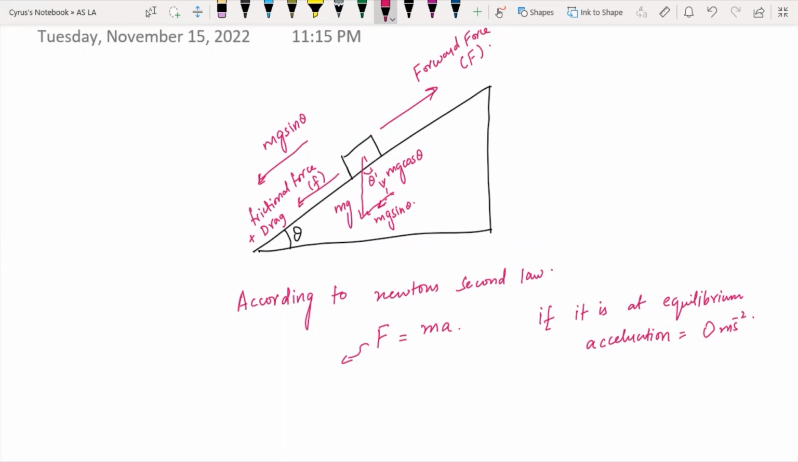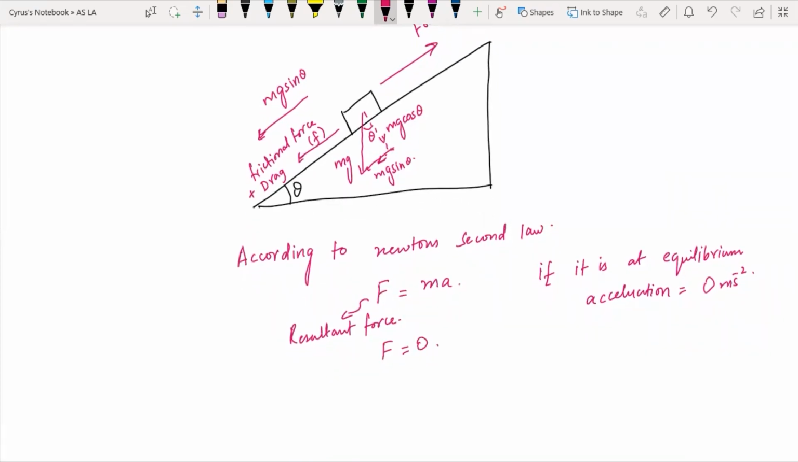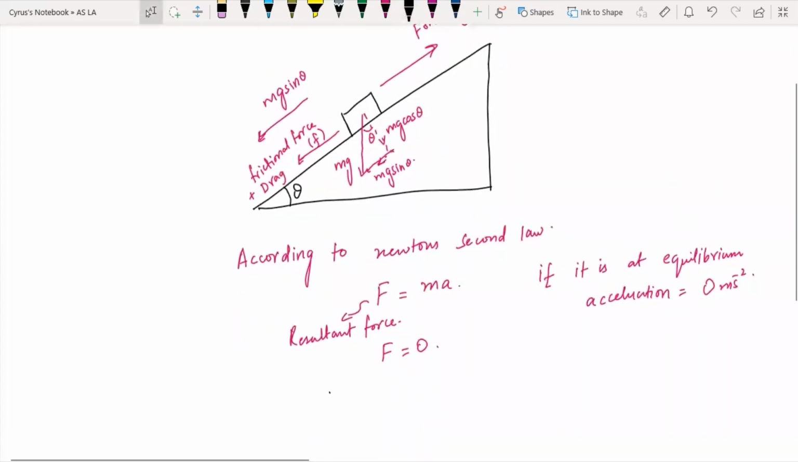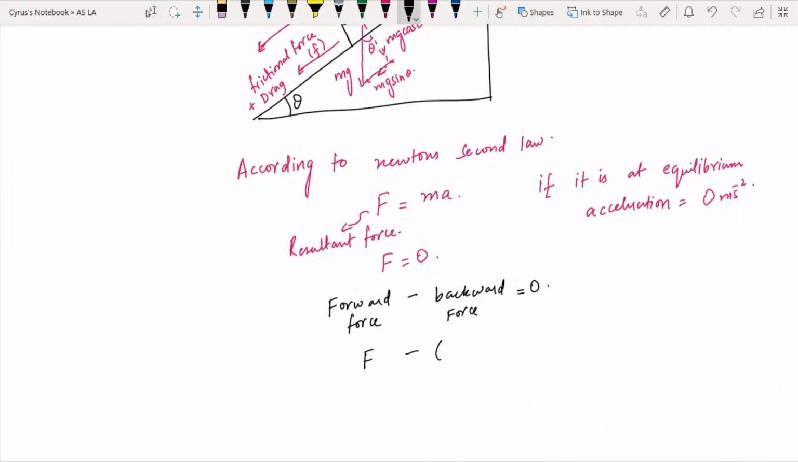The resultant force is 0, but the resultant force is given by the expression forward force minus backward force. I'm telling you this; it is 0, but forward force minus backward force is the resultant force. I can write this resultant force as 0 because acceleration is 0. Now you should know by all means that forward force minus backward force is equal to 0.